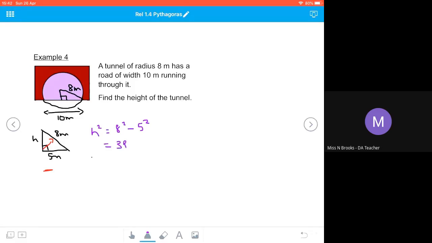And then if we square root, the exact value for H would be root 39. And I'm going to round that to 1 decimal place. So I get 6.2 centimeters.